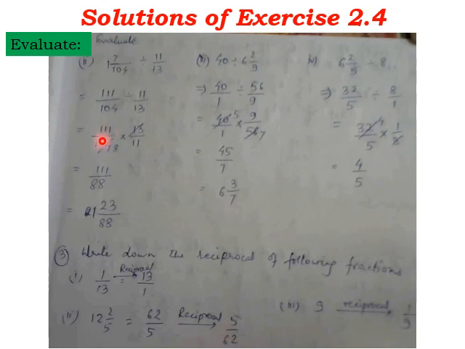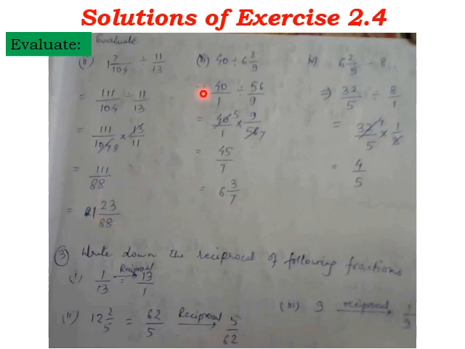So 111 by 104 into 13 by 11. Now 13 ones are 13 and 13 eights are 104. So 111 by 11 into 8 is 88. So the answer is 111 by 88. When you change it to mixed fraction, it is 1 whole 23 by 88.